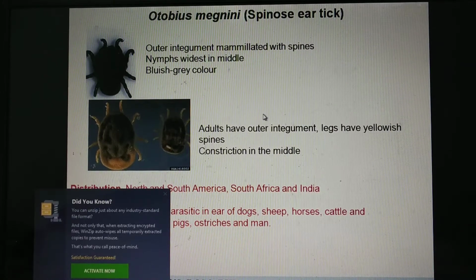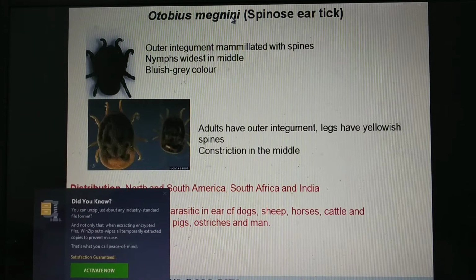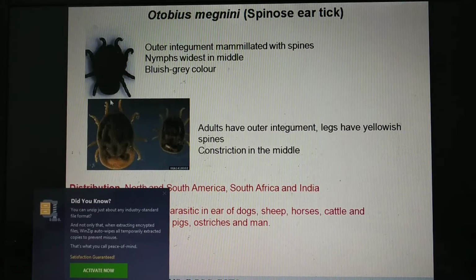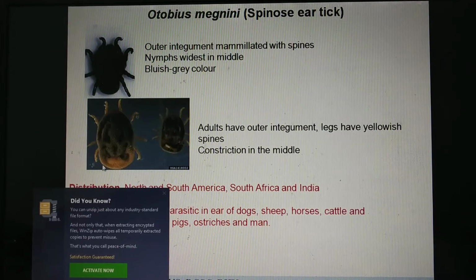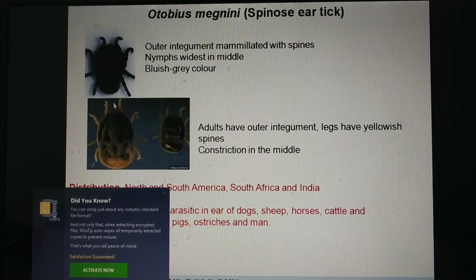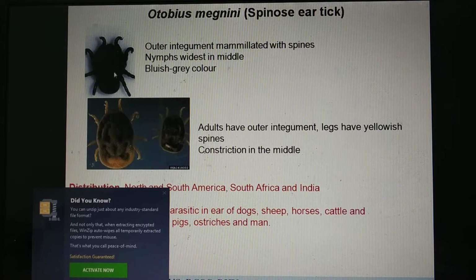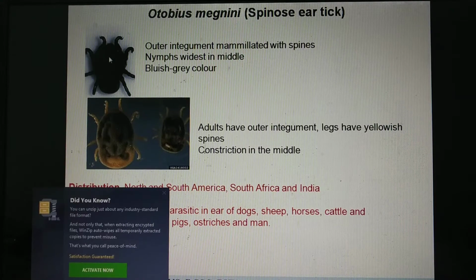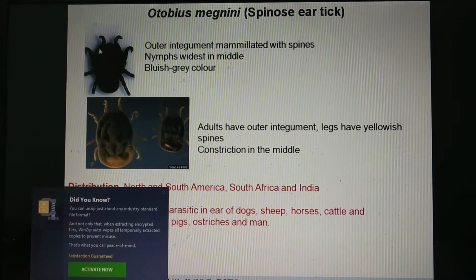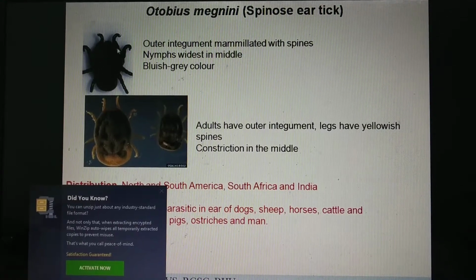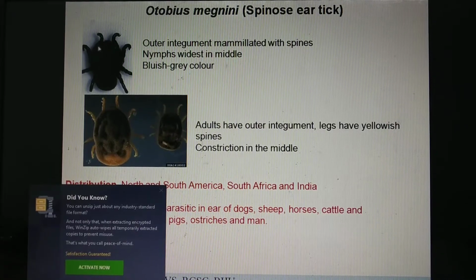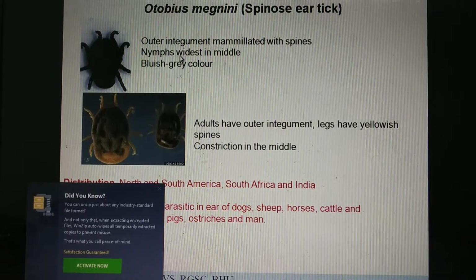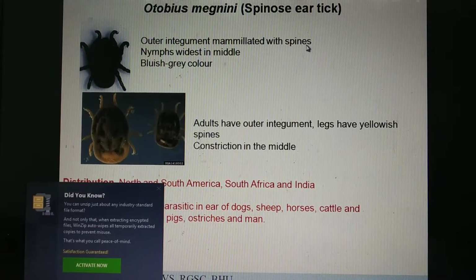Now this is another soft tick which is known as the Otobius megnini. This Otobius megnini is also known as the spinose ear tick. So why is it called the spinose ear tick? As you can see, the body surface doesn't have a scutum. The body is leathery in appearance and the cuticle is thrown into spine-like structures. As you can clearly see in the first photograph, it has spine-like structures, and also in the second photograph. Now the outer integument is mammillated with spines.